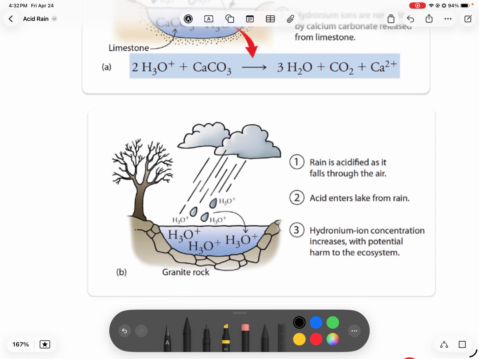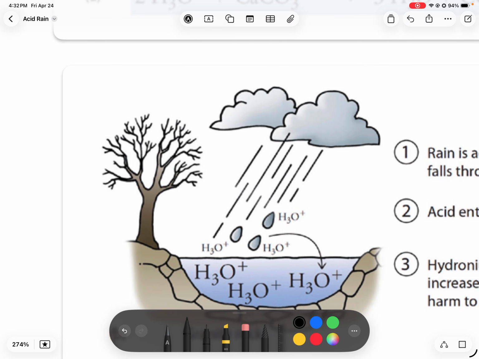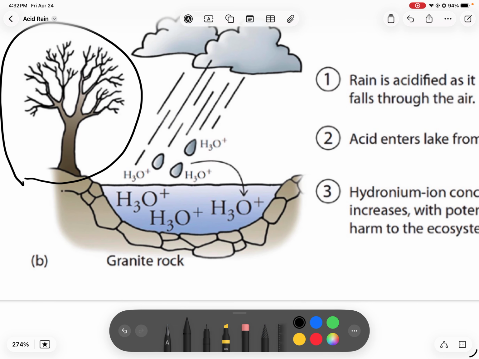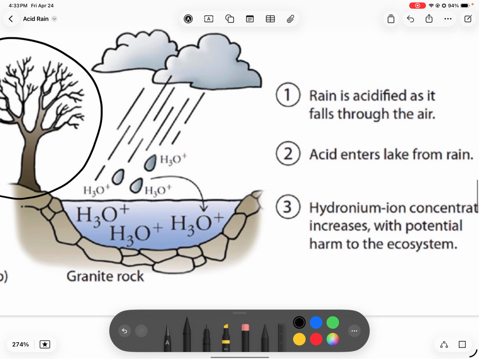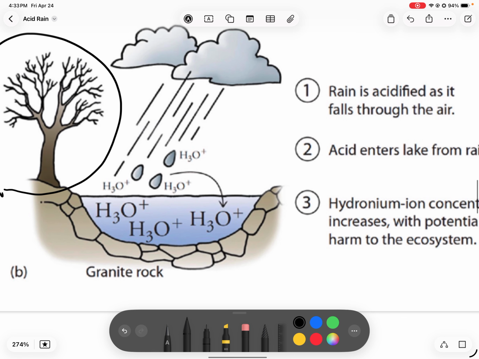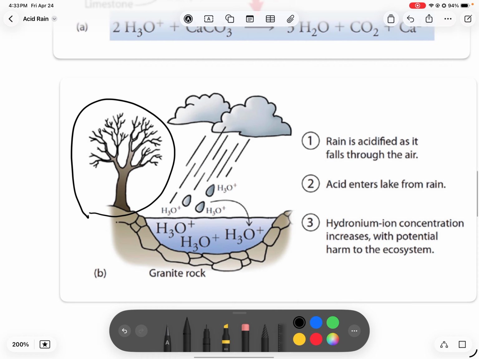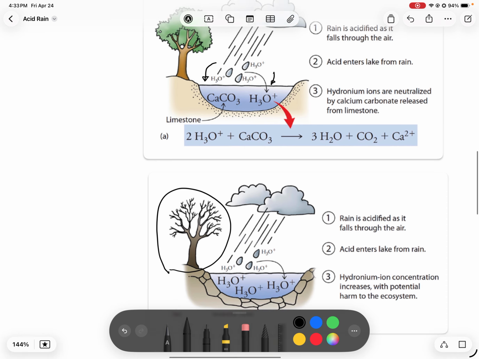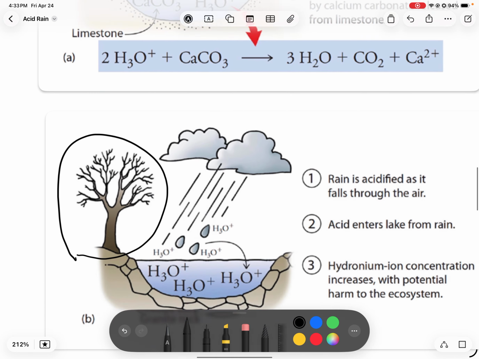Now here you can see in lakes where there is no limestone, you're in trouble. As you can see, our tree here has completely died due to the issue, and we only have granite rock in this lake. That's not going to do anything. We just have the acid rain, the hydronium, coming down from the sky and collecting in this lake with nothing to clear it out. This harms the ecosystem, destroys the plants, the rivers, the lakes, all of it. It's a big problem if you don't have limestone, as you do here.